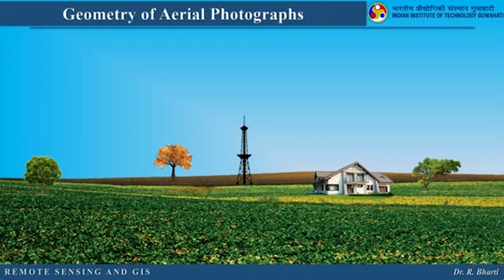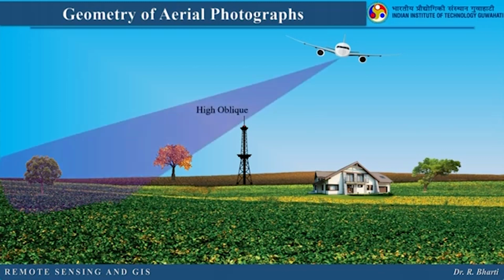Now let us understand what are the different geometries involved in aerial photographs. Assuming this is my study area and this is my aerial survey vehicle, if you capture in this mode where you can see the sky or part of the sky along with your features, they are known as high oblique photographs. In low oblique photographs you cannot see sky. This is the basic difference between high oblique and low oblique photographs. So in high oblique you will have some portion of sky, whereas in low oblique you will not capture any of the sky, you will have only ground.